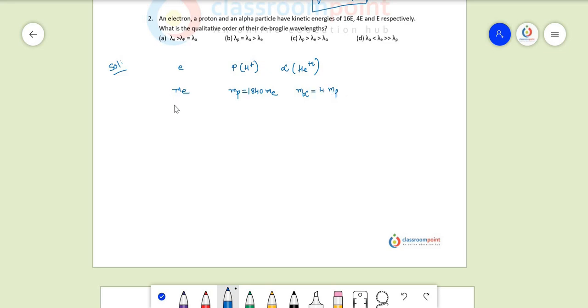Okay. And similarly, their kinetic energy values are also given. Electron kinetic energy is given as 16E, whereas proton kinetic energy is given as 4E, and alpha particle kinetic energy is given as capital E. Now, let's try to take the form, that is lambda equals h upon root 2mKE.